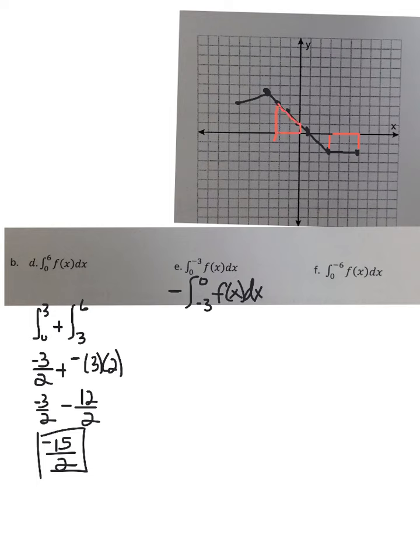So negative 3 to 0 would be that space right there. If you look at that, that is a trapezoid, and it's above the x-axis, so our answer is going to be positive. However, the negative in front of the integral will negate that. So I'm going to bring this negative down. So that's going to be negative. And now let's take the area of the trapezoid, 1/2.